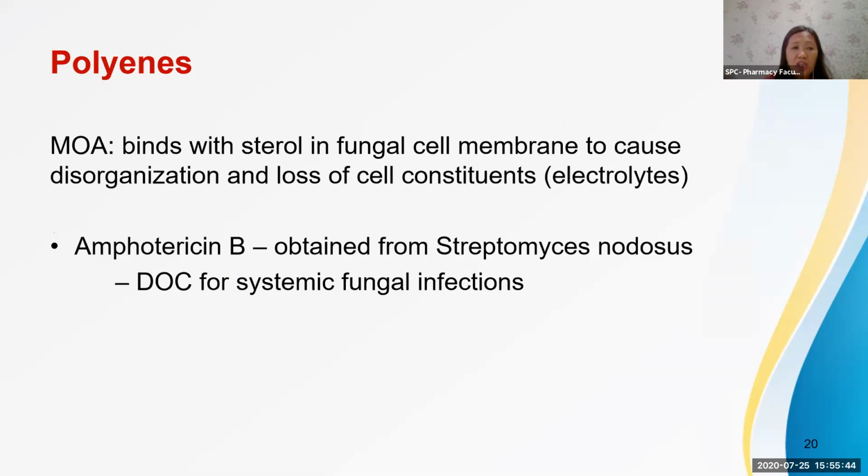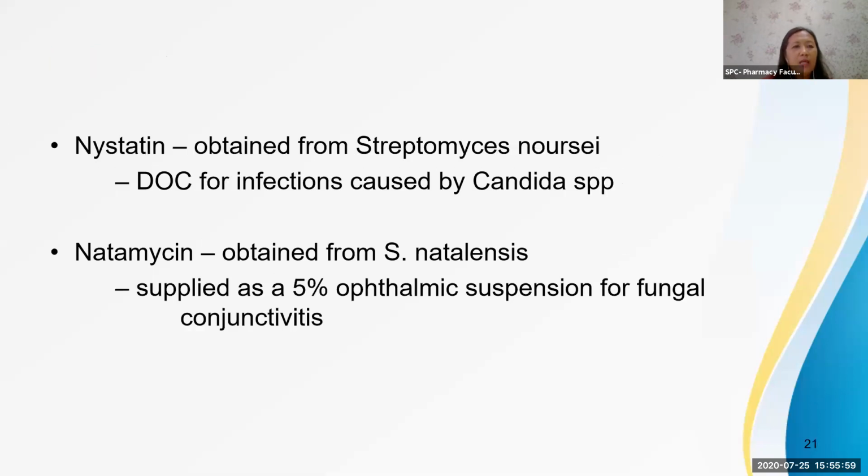Just imagine a fungus giving rise, a fungus itself will give you the drug to kill another fungus. So for systemic fungal infection, amphotericin B is the drug of choice. Okay. Nystatin, I think you are familiar with nystatin because it's in the market. So from Streptomyces noursei, and this is the drug of choice for Candida species. Like Candida albicans infections, nystatin.